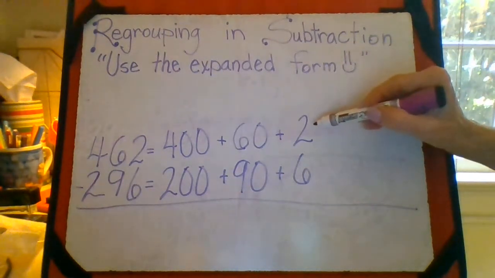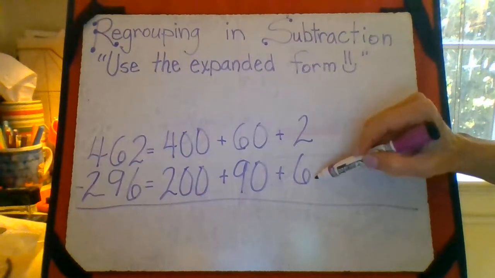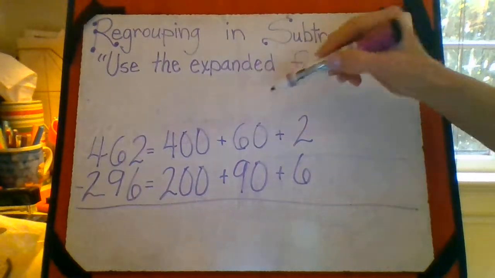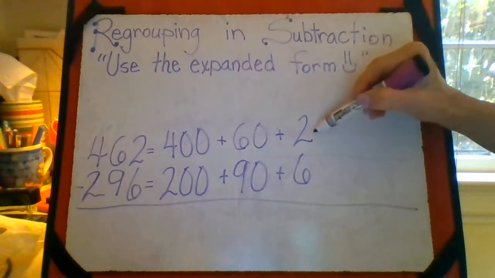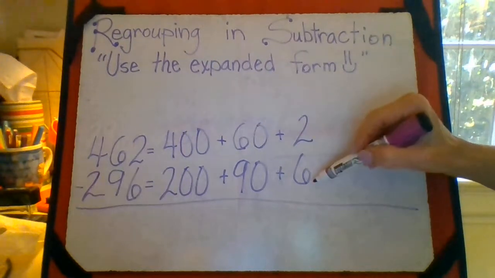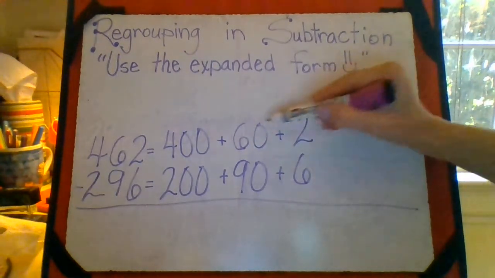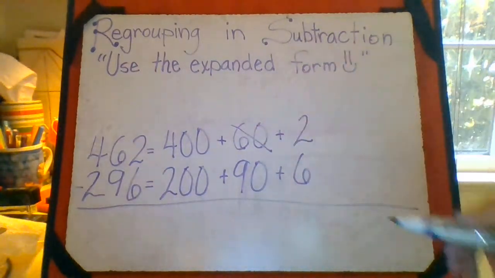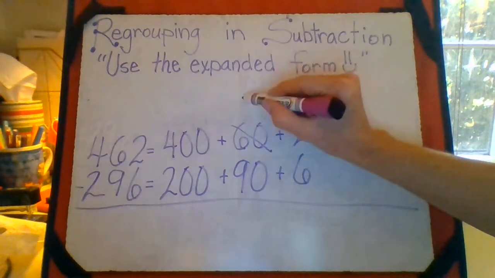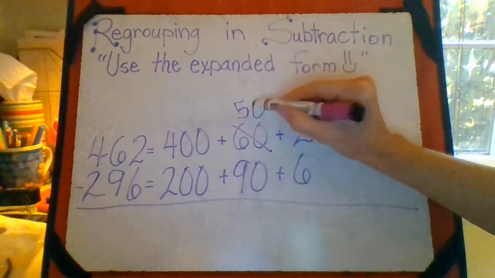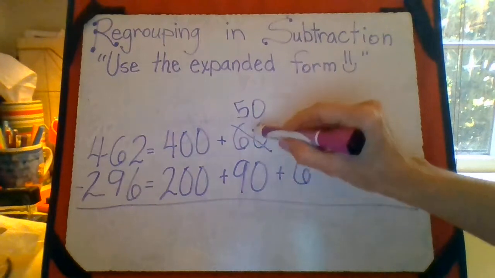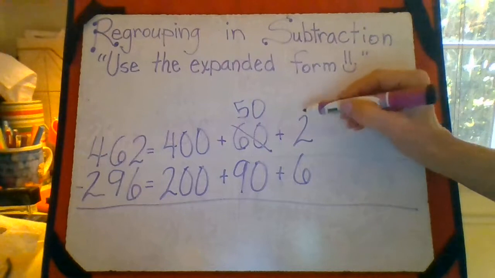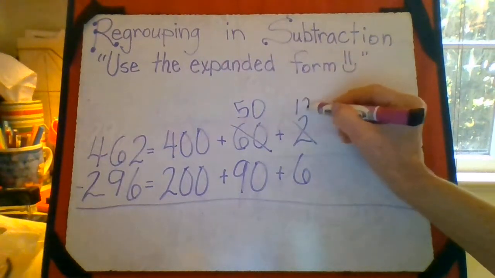I cannot subtract 2 minus 6. So I'm going to go next door and get some more, so that my top number is larger than my bottom number. So I'm going to go next door and I'm going to get a 10. So if I get a 10 from 60, he's going to drop down to 50. Now I'm going to give the 10 to the ones. 10 plus 2 is 12.